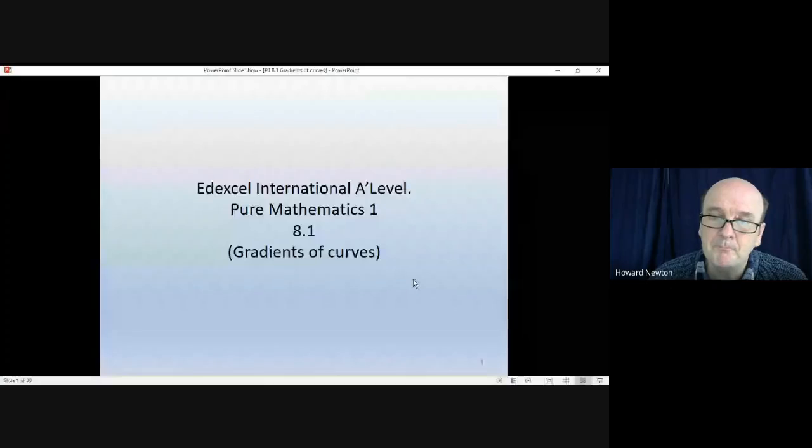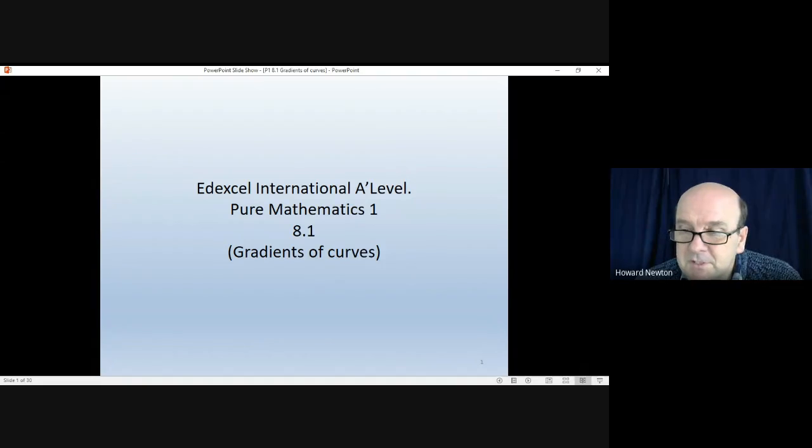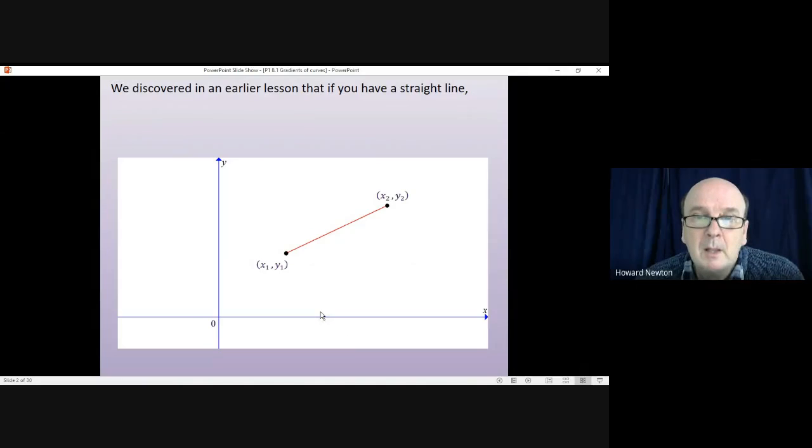Hi there, and welcome to this lesson on Pure Mathematics 1. In this lesson, we'll be considering the gradient of a curve. The reason for the lesson is it's very much preparation for the next lesson, when we'll meet differentiation for the first time.